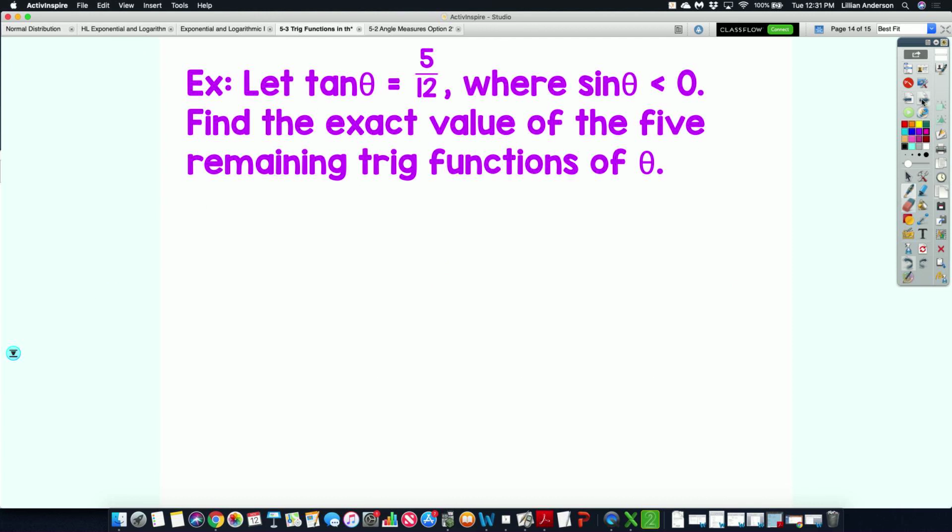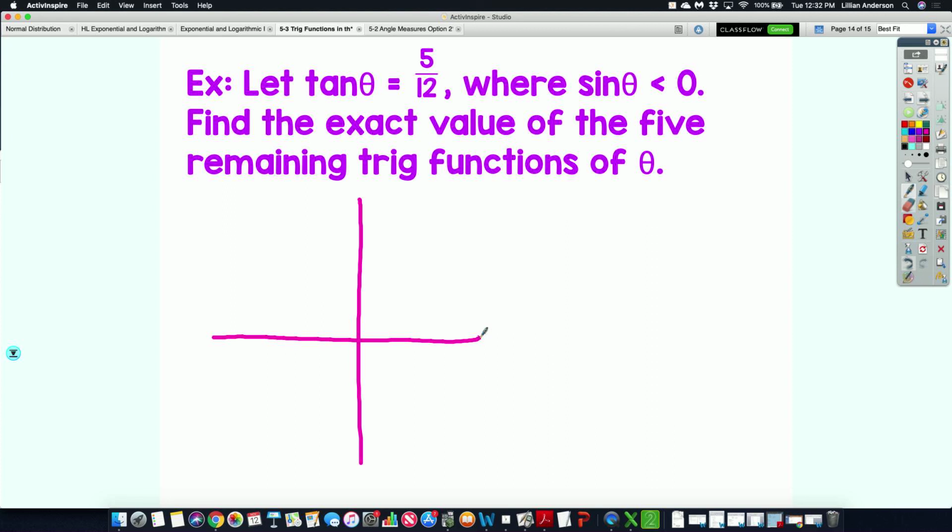One last example, even though I actually had 2 more examples, but I'm out of time here. These were like how 5-1 was. When I give you one of the trig functions, tangent theta equals 5 over 12, where sine is less than 0, we're going to find the exact values of the 5 remaining trig functions. You're going to do this in your little booklets. Okay? So tangent theta is 5 over 12. 5 over 12 is a positive number.